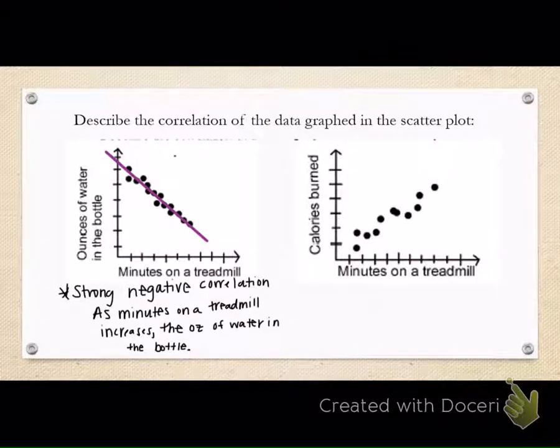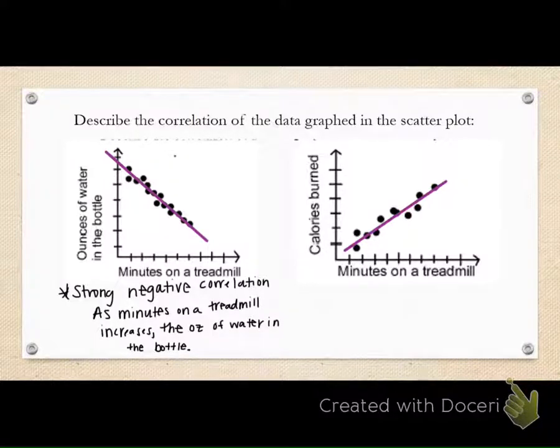All right, so strong negative correlation. As the minutes on a treadmill increase, the ounces of water decrease. So what is this next one? What do you guys think it is? Do you think it's strong, weak, or moderate? It's strong. But are they really close to the line like the other one? It's moderate. I would say it's more moderate. And is it positive or negative? It's a positive. Positive, guys. So it's a moderate positive correlation.